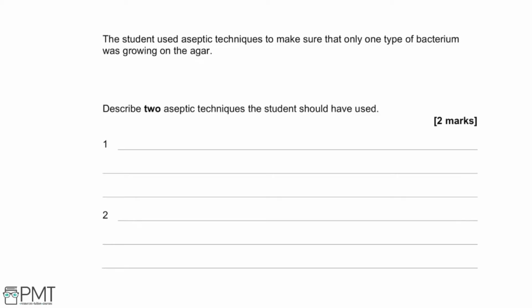The student used aseptic techniques to make sure that only one type of bacterium was growing on the agar. Describe 2 aseptic techniques the student should have used, and this question is worth 2 marks. So here we're being asked about our experimental technique, and first of all let's double check our definition of an aseptic technique. These are precautions that you take while carrying out your experiment to make sure that the microorganisms you're investigating do not escape the vessel or become contaminated by other microorganisms.